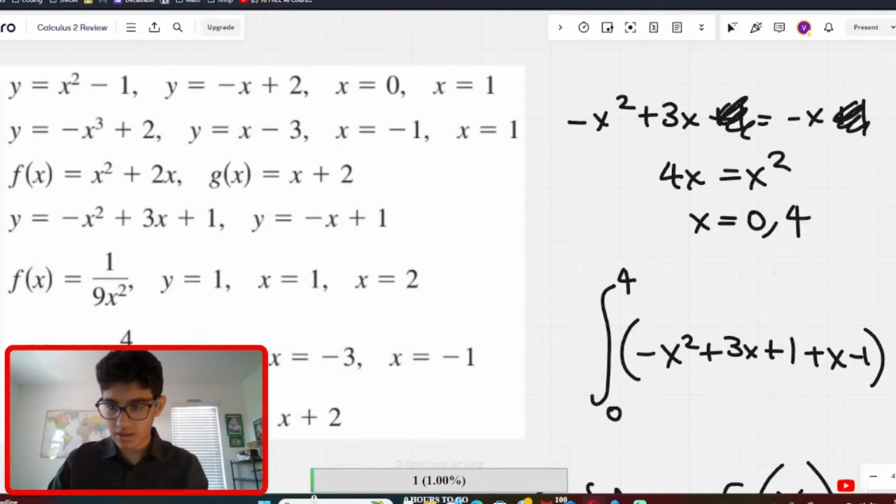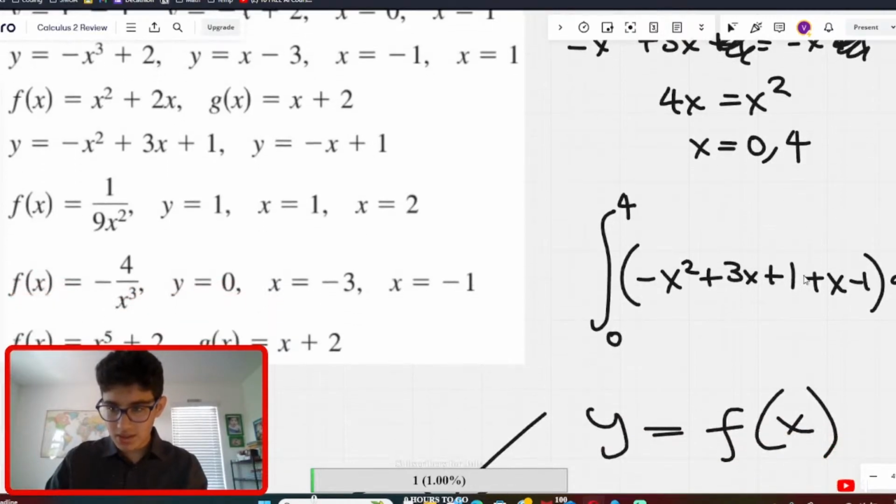And then there's a dx here. Let's just cancel some stuff. The negative 1s cancel out. We're left with the integral from 0 to 4 of negative x squared plus 4x dx.